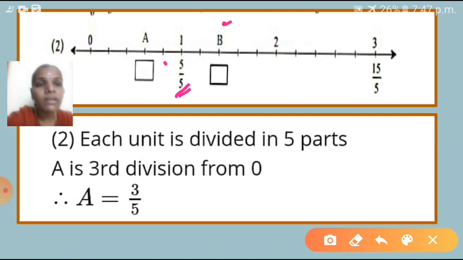So what will come here? This one is 6 upon 5 and this one is 7 upon 5. Understood children? Is it easy? Yes, very good.